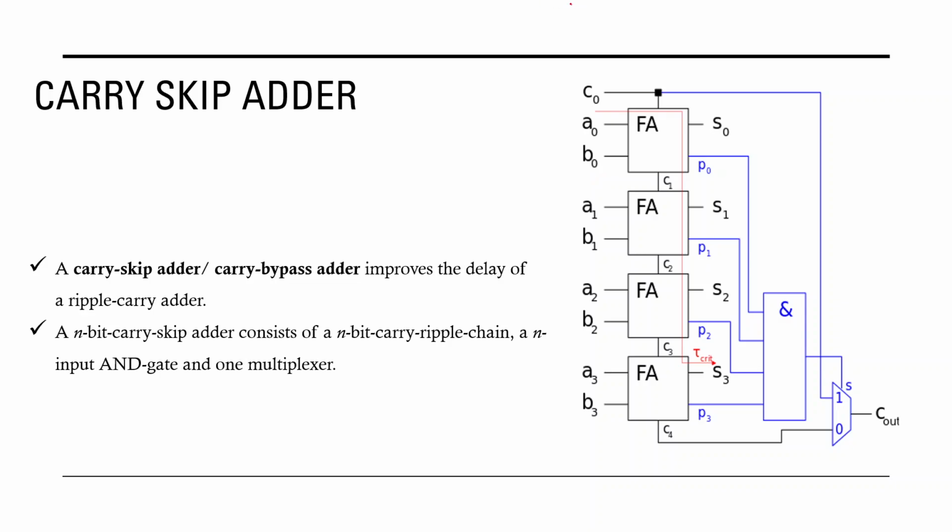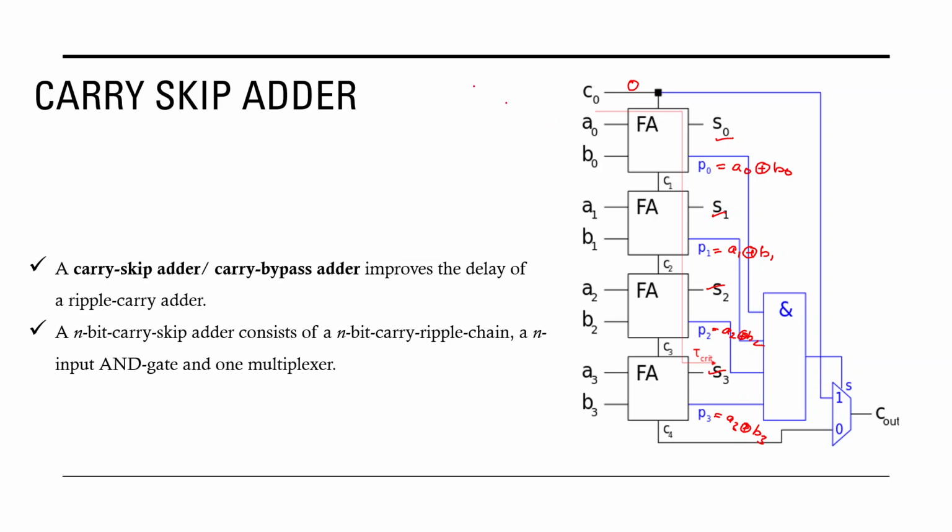Here we have C naught as 0, and we do a normal addition. A naught, B naught, and the sum is produced: S naught, S1, S2, and S3. At the same time, the propagate terms are computed. P naught is A naught XOR B naught, P1 is A1 XOR B1, P2 is A2 XOR B2, and P3 is A3 XOR B3.